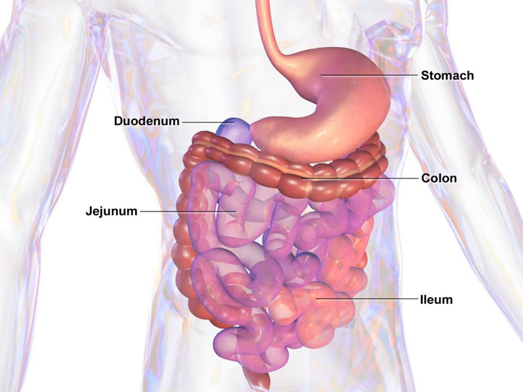The structure and function can be described both as gross anatomy and as microscopic anatomy or histology. The tract itself is divided into upper and lower tracts, and the intestines small and large parts.